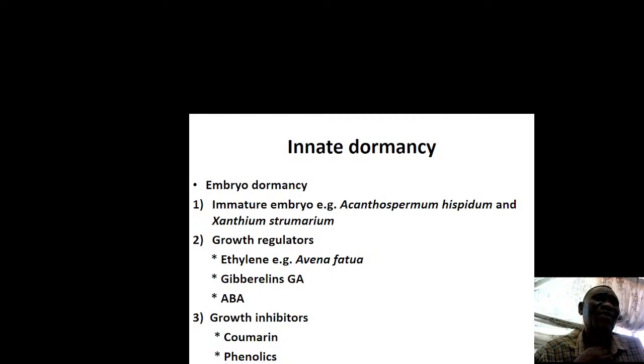Or you can have the growth regulators, ethylene in Avena fatua, and in various weed species, you have gibberellins, GA and ABA balance, which control germination. Remember, if you have more GA, you can break dormancy. If you reduce ABA, you can break dormancy. If you increase it, you actually cause dormancy. Other growth inhibitors, things like coumarin and the phenolics, have to be taken out of the seed through leaching or putting your seeds in water so that they can germinate.